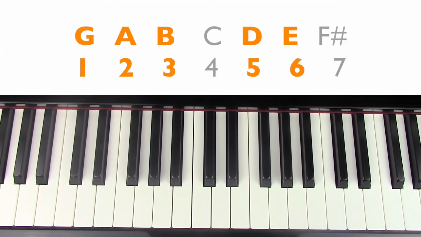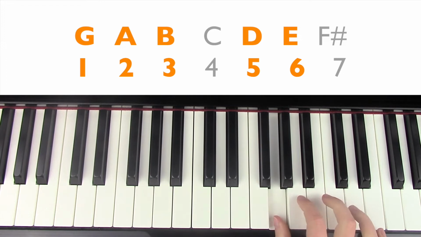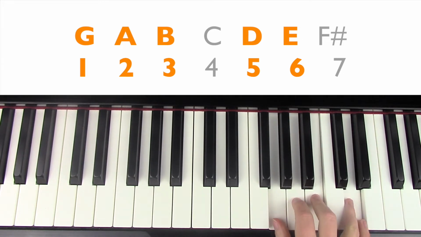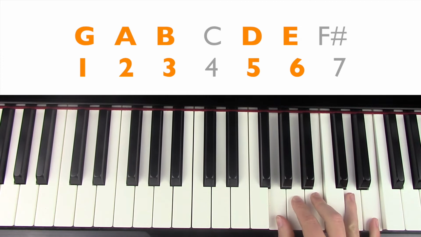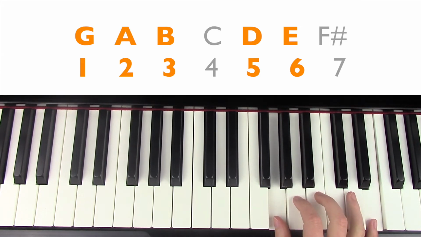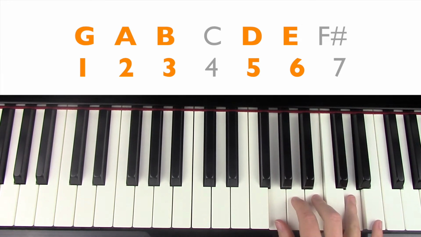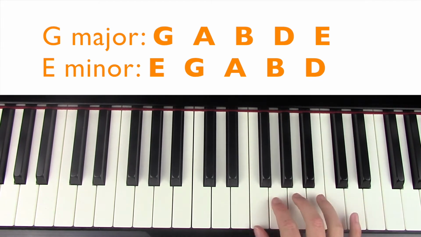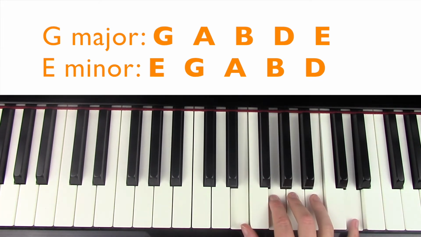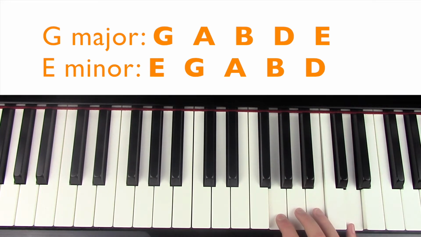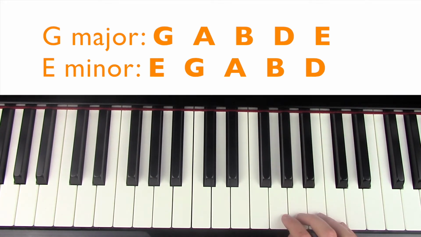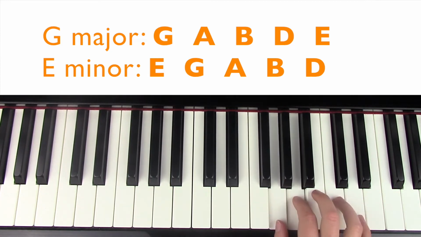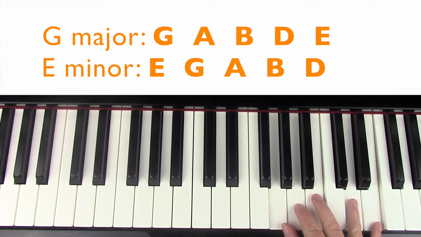We're going to have a look at G major pentatonic, which is G, A, B, D and E. It takes the 1st, 2nd, 3rd, 5th and 6th notes from the major scale. You'll notice that these are the same notes, in a different order, as the E minor pentatonic scale. That's because E minor and G major are relative to each other, meaning that they have the same key signature, they're the same notes.